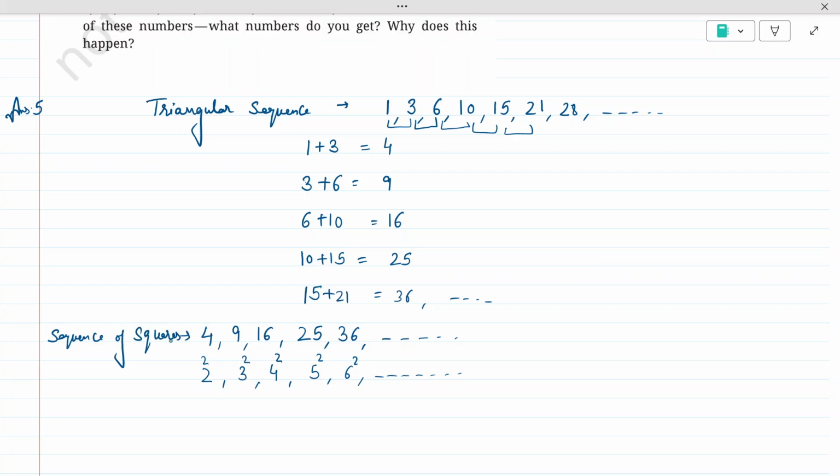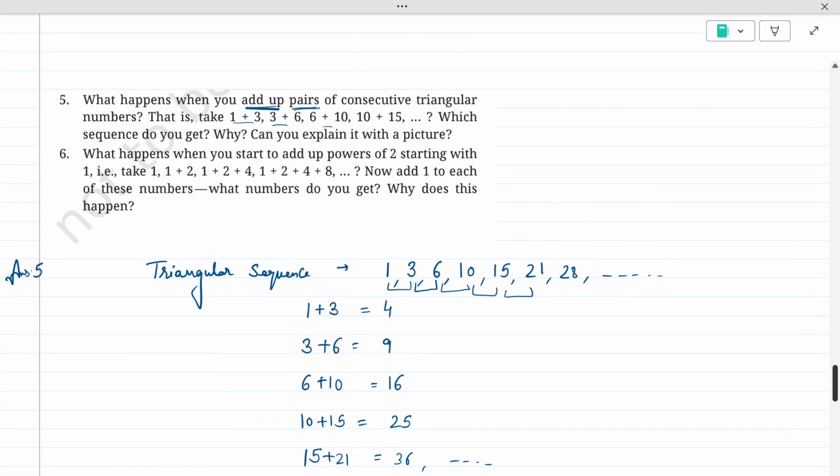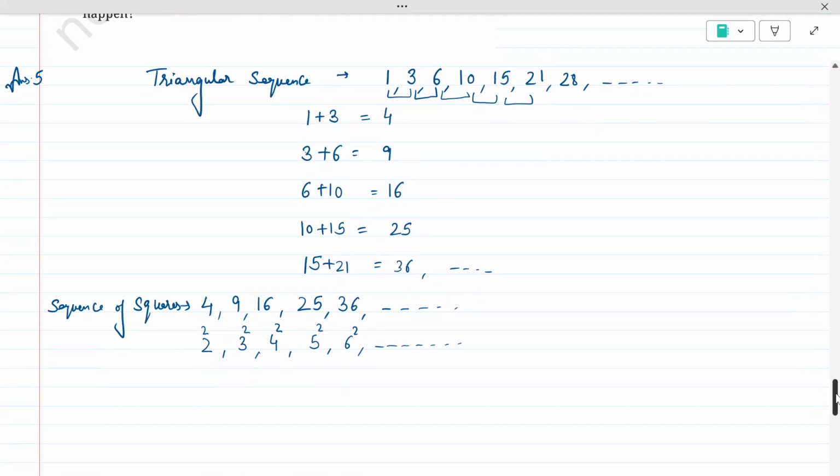Correct? So when we have added the consecutive pairs of the triangular sequence, we have got the sequence of squares. Now, which sequence do you get? We got the sequence of squares. Now, can you explain it with a picture? Let us try to do this. So, first we have 1 dot. To this 1 dot, I have to add 3 dots. So 1, 2, 3. This is number 4. This is a square, right?